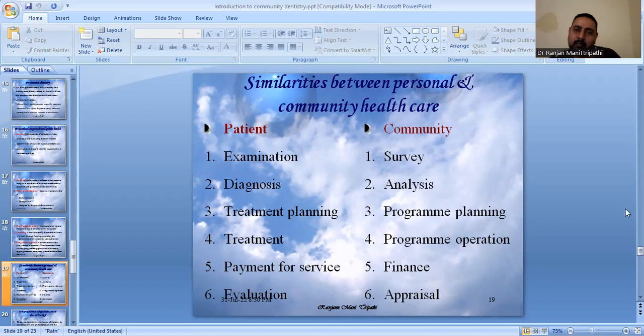Here the patient pays for his personal healthcare, and the payment of service is done by the patient himself. In community healthcare, there is a provision of finance. After personal healthcare of a patient is carried out, the evaluation is done, whether it is good or bad, or what is the condition after the treatment done. And here at community level, there is appraisal.